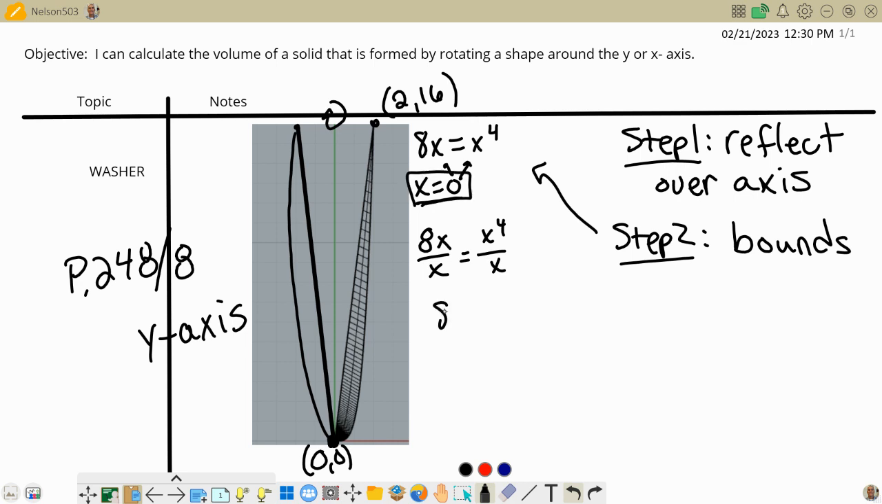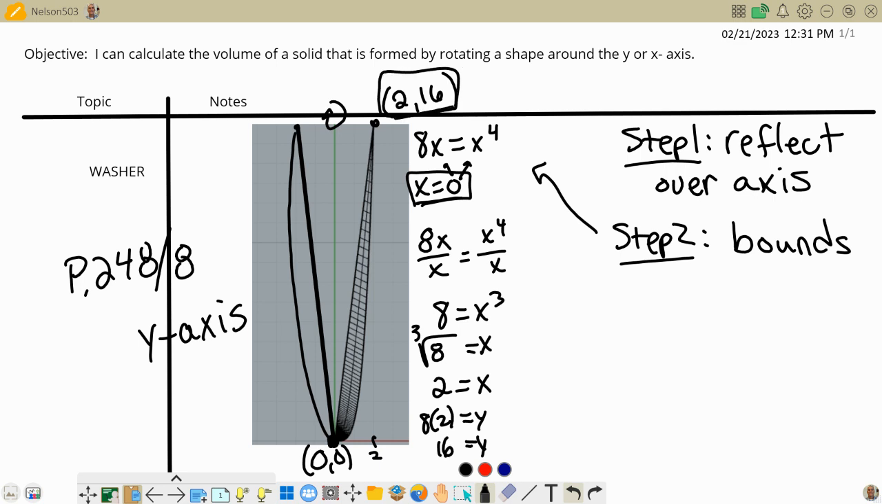And so now I get 8 equals x cubed, and I take the cube root of both sides, and I end up with 2 for my other x value. So my other x value is 2, and that means that if I plug 2 into my function, either one of the functions, so 8 times 2 is going to give me my y value, or my y is equal to 16. So this point right up here is (2, 16). Okay, so check mark on my bounds.